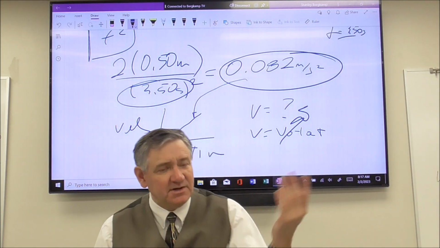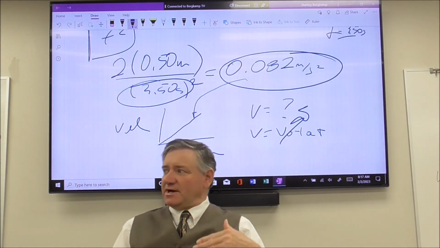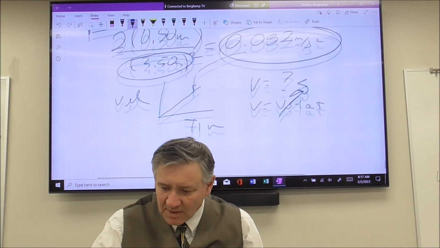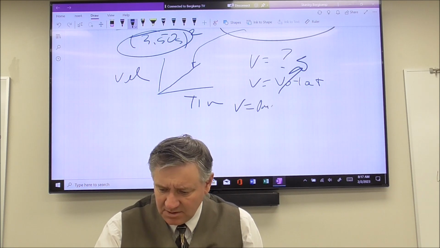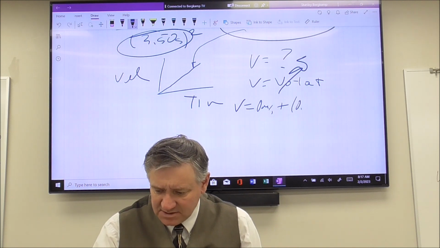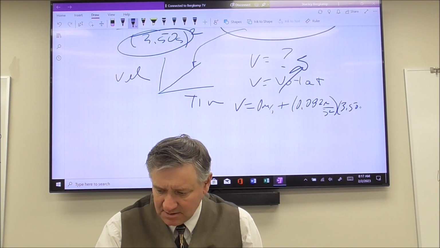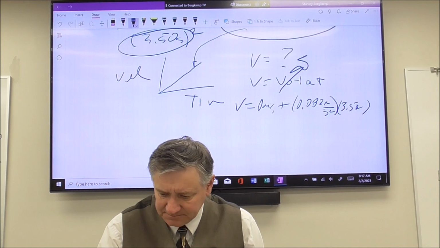But we didn't go for 1 second. We went for 3.5 seconds, right? But it's the same idea. So we can go v equals v naught, which is 0 meters per second. We don't have to solve for anything. We have an acceleration of 0.082 meters per second squared and a time of 3.5 seconds. So Nathan, take 0.082 times 3.5.